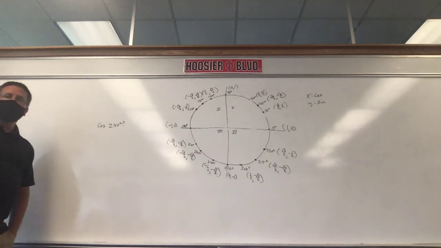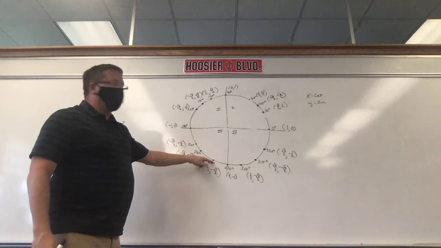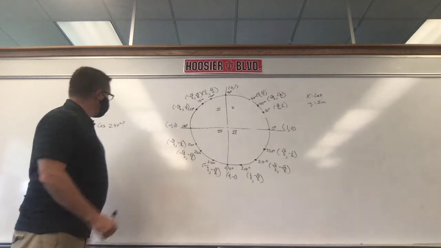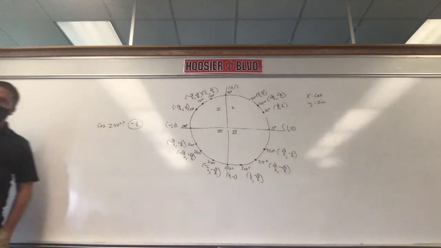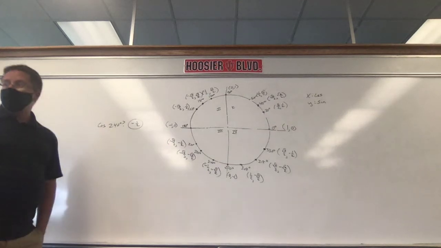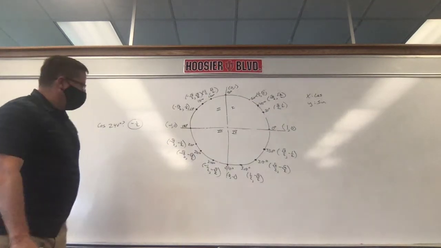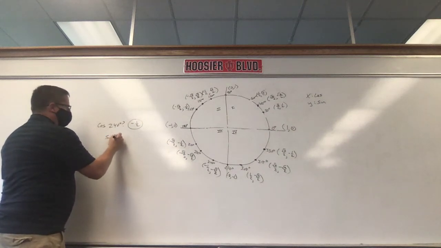How'd you get negative 1/2? What'd you do? 240 degrees, and cosine's the x value, negative 1/2. So if you were to grab a calculator and type in the cosine of 240 degrees, it's negative 0.5. We look at this a lot. You're going to look at this a ton over the next month or so. Okay? How about this? What is the sine of 315 degrees?